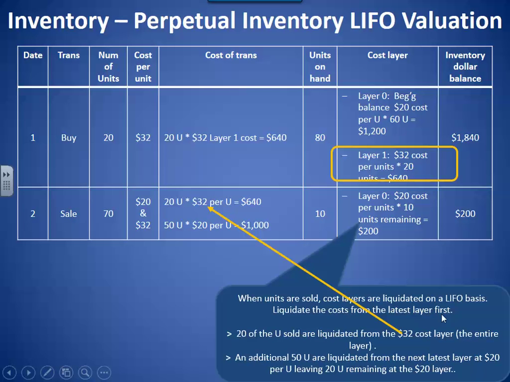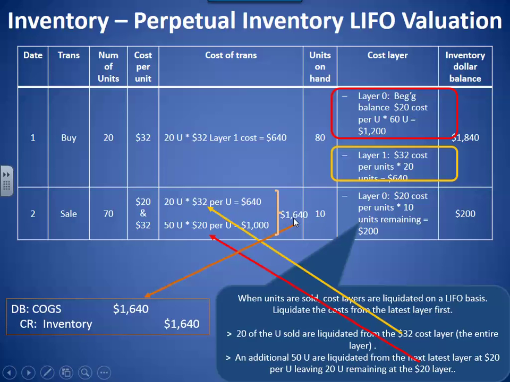We do that by going back to the next most recent cost layer. In this case, it's going to be layer 0. And in the case of layer 0, we know there are 60 units in that layer at $20 each. So we've already used up 20 units, so now we have to use up 50 units of those 60 units. So to add to the cost of our transaction, we use up 50 units from cost layer 0 times $20 per unit, which equals $1,000. So if we add those two together, the total is $1,640.